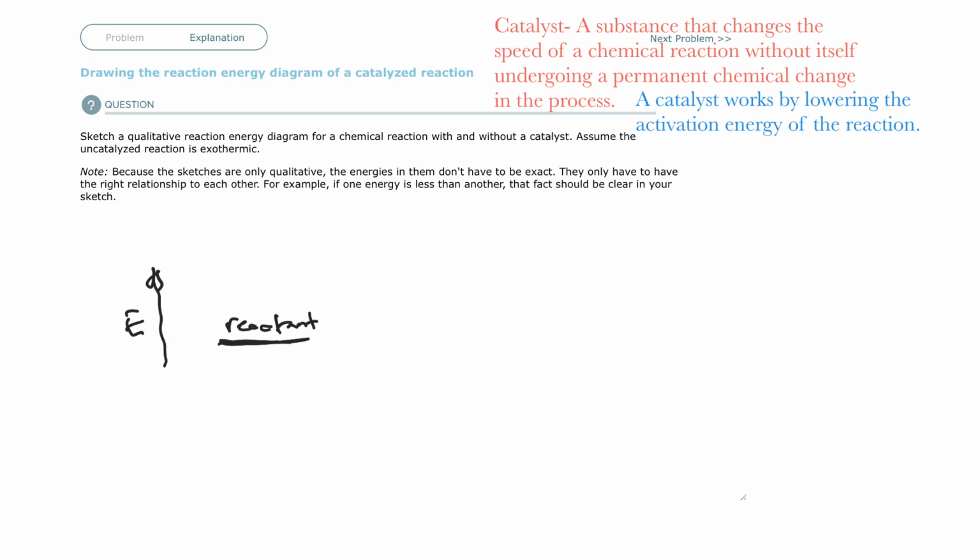And if it's exothermic, that means the energy stored in the bonds of the reactants is higher than the energy stored in the bonds of the products. So this is products. Okay. Now, how do I get from reactants to products? I'm always going to have an activation energy. An activation energy is an energy that's required. This is the activation energy, E sub A.